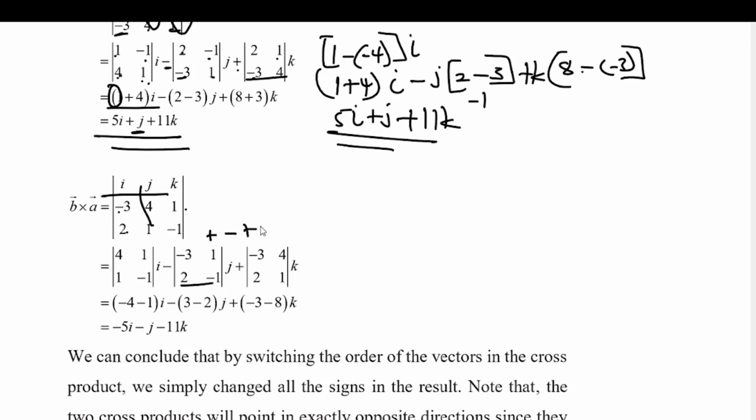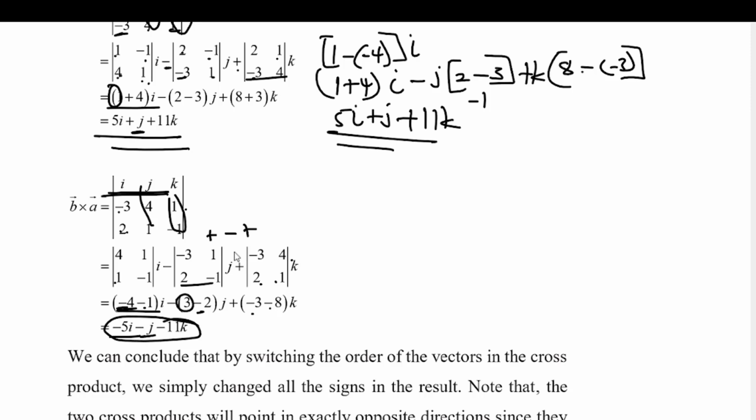Still the rule holds. And then here for the K, we have this one to be deleted, and we're left with negative 3, 4, 2, 1. So 4 times negative 1 is a negative 4, minus 1 times 1 is even a negative 1. And then for the second one, you have negative 3 times negative 1 giving us positive 3, minus 2 times 1 giving us 2, and then negative 3 times 3 giving us negative 3, minus 2 times 4 giving us 8. So we subtract this one from, get negative 5i, negative j, negative 11k.